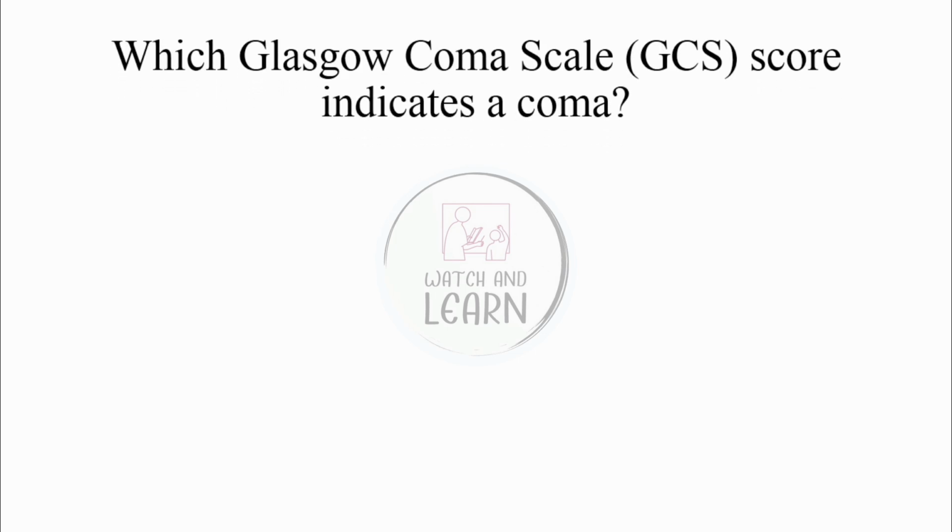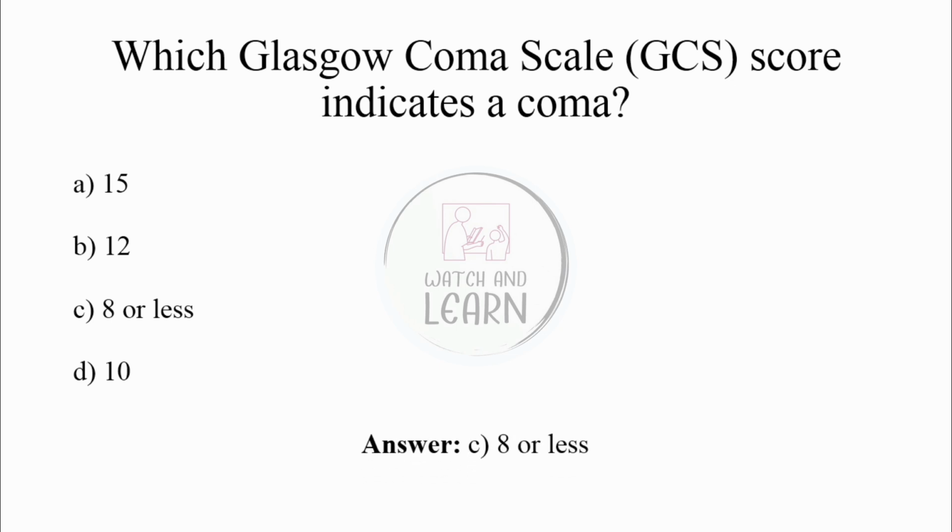Which Glasgow Coma Scale (GCS) score indicates a coma? Options are: option A, 15; option B, 12; option C, 8 or less; option D, 10. The right answer is answer C, 8 or less.